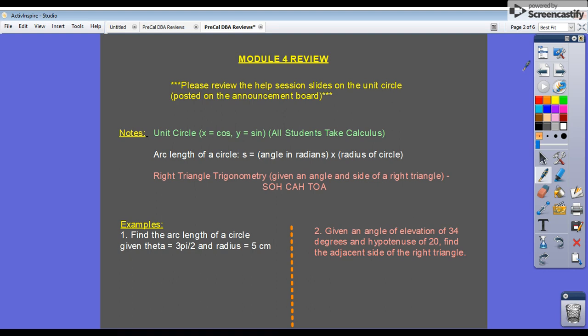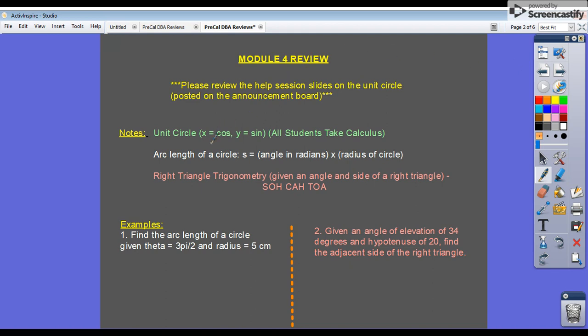The review for Module 4, we've got a couple of slides to go through. First, make sure that you go through the unit circle on the help session slides on the announcement board. It does give you some tricks to reading the unit circle as well as some patterns that you can find on the unit circle. And the good thing is the unit circle never changes. So once you know those patterns, you're good.